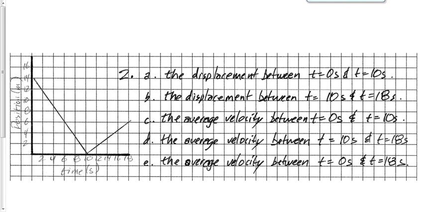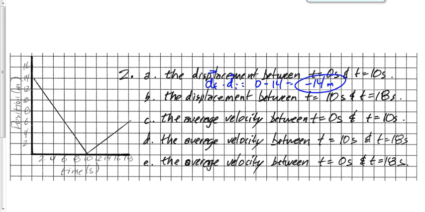Here's number 2. It says, what's the displacement between 0 and 10 seconds? Displacement is final position minus initial position. So we're going to say it's df minus di. The final position is 0. The initial position is 14. Negative 14 meters. Don't forget the negative. It's sloping downwards. It's a constant velocity, but it's sloping downwards. So it is a negative displacement and a negative velocity.